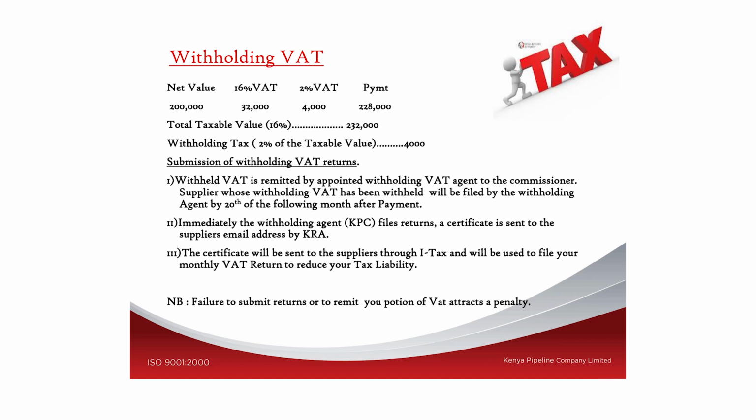So for XYZ Limited, the net value is 200,000, the 16% is 32,000, my gross figure is 232,000, then the 2% will be 4,000. Did you get it correctly, the people with the calculators? So how much are you supposed to receive from KPC? Now the value will be 228,000.